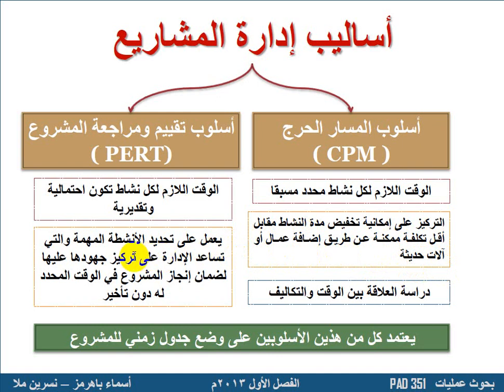The PERT is determining the most optimal activities, which helps the administration to focus their efforts to guarantee task accomplishment in the predetermined time without any delay, or the accomplishment of the project or the task in the time determined for.